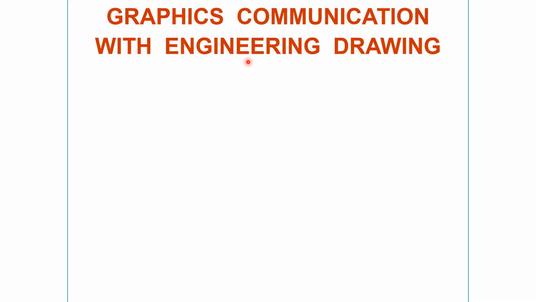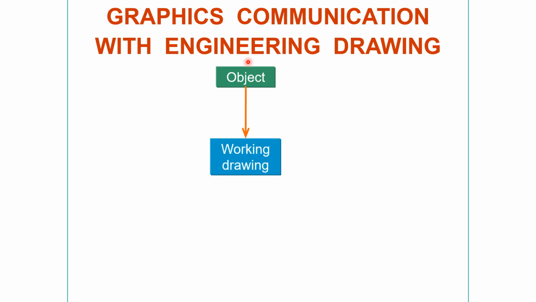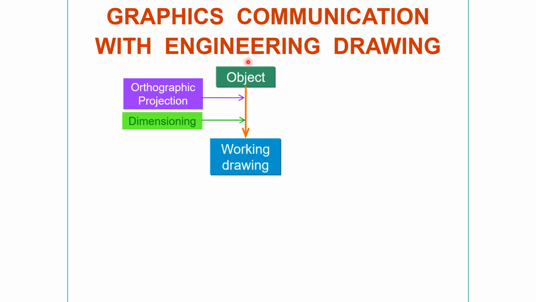Graphics communication with engineering drawing. Object. So what types of drawings are needed? We make the working drawings. In the working drawings, when we make drawings of an object, then we give these drawings either to the manufacturer or to the person who demanded the drawings. So in the drawings, we provide the orthographic projections, meaning top view, front view, side view, and with dimensioning. If the other person gets a clear idea from the drawings, then that's all, finished.